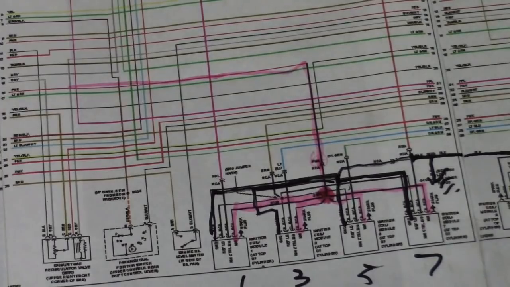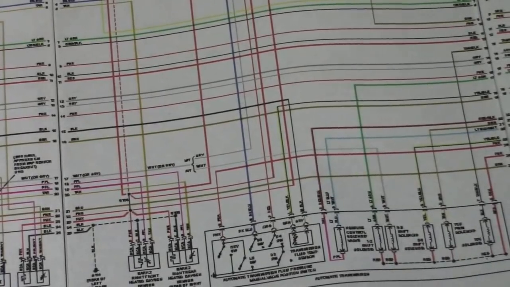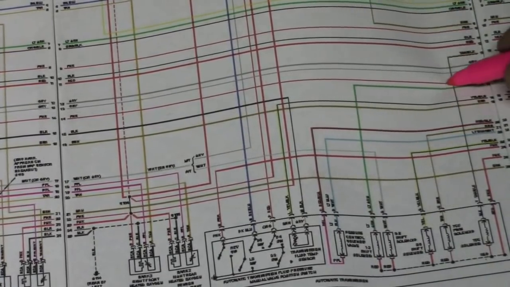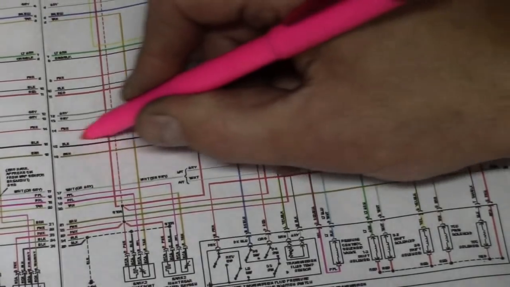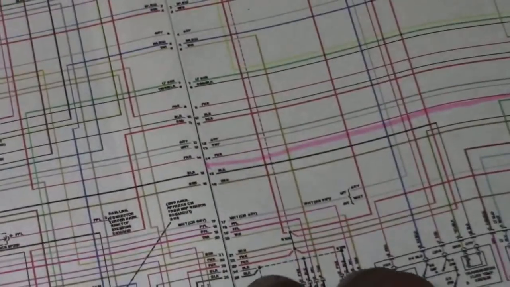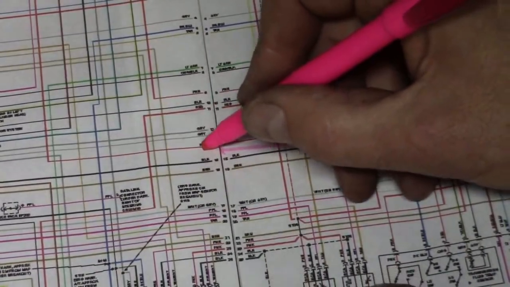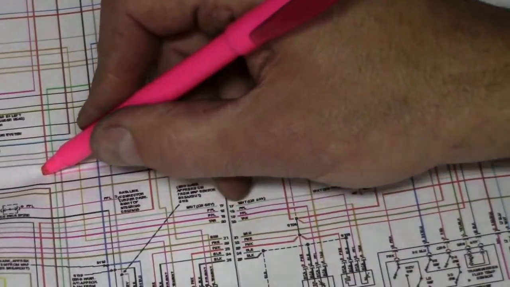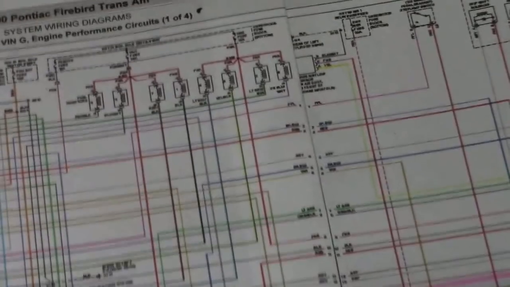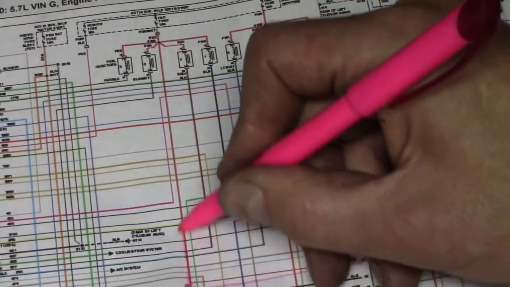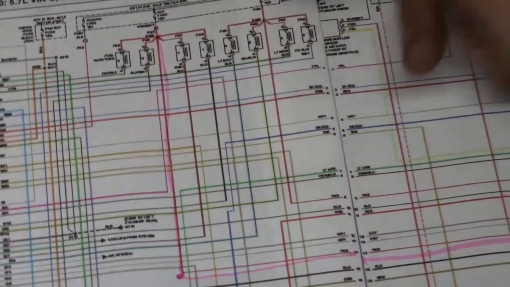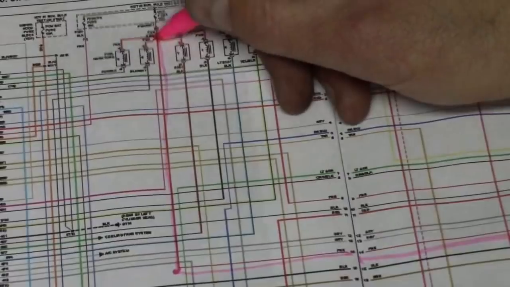We're going to follow it along. Goes to the next page. Follow it along. It goes to the next page. Follow it along. Now it's finally branching up. Let's see where it goes. Branches up to a connector, okay?